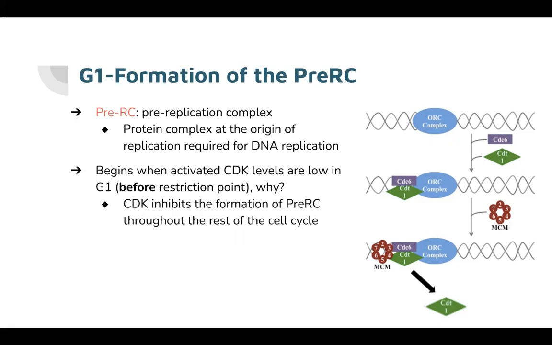So the high levels of CDK will inhibit the complex from forming, which is important also for later in the cell cycle when CDK levels are high, because it would be bad to have a pre-replication complex forming at some other time during the cell cycle. So it's only helpful if it is formed early in G1.